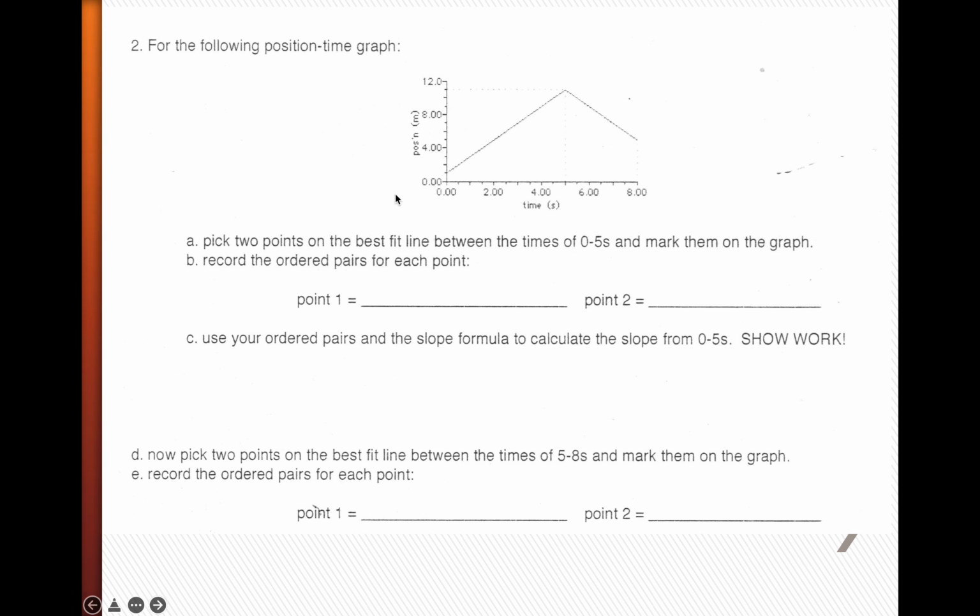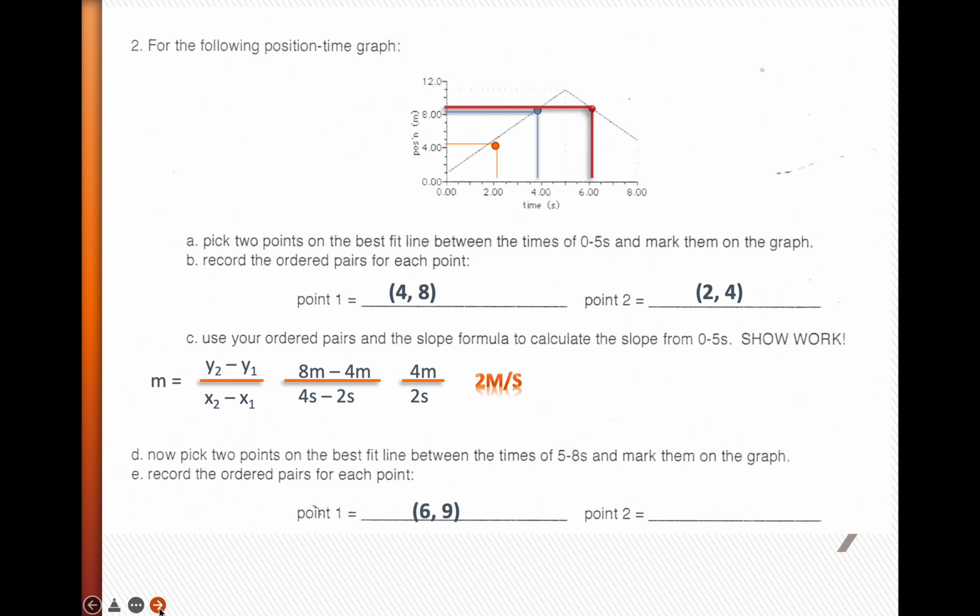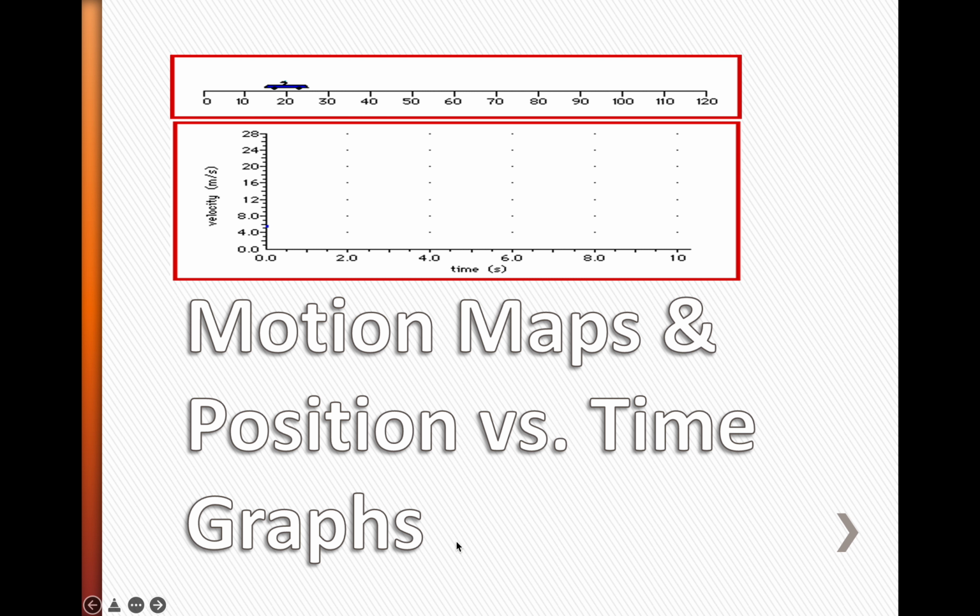For this position time graph, pick 2 points in the line between 0 and 5 seconds, mark them on the graph. Again, we can get the slope that way. It's going to be 2 meters per second. But now during the second region, here, the graph has got a negative slope. And so therefore, it should end up having a negative velocity. And you either have negative up top, positive on the bottom, positive up top, negative at the bottom. Either way, you would end up getting a negative velocity.